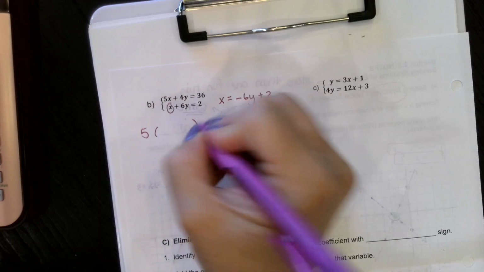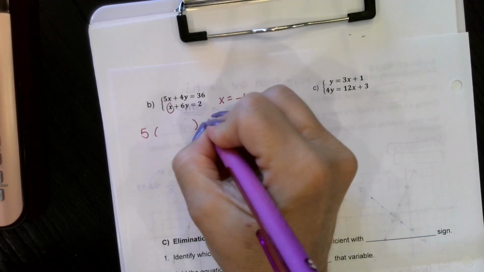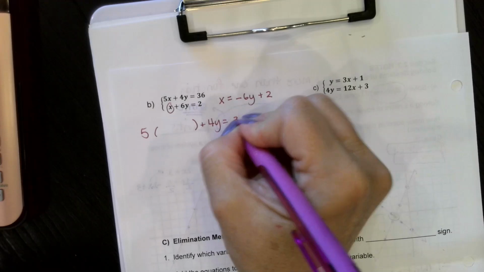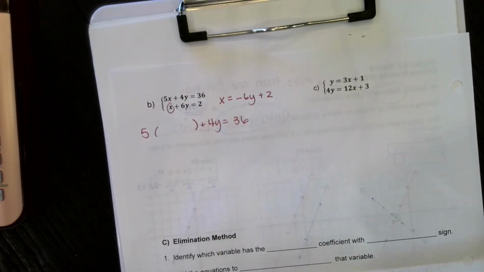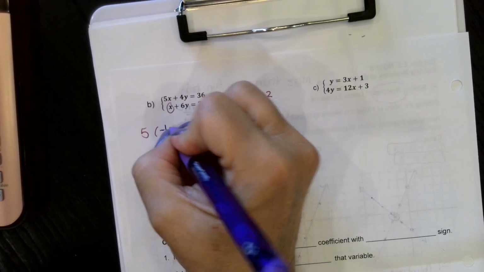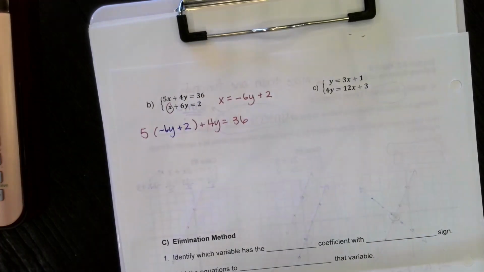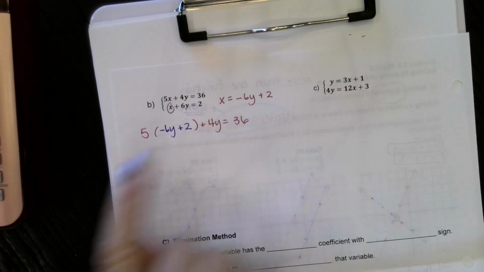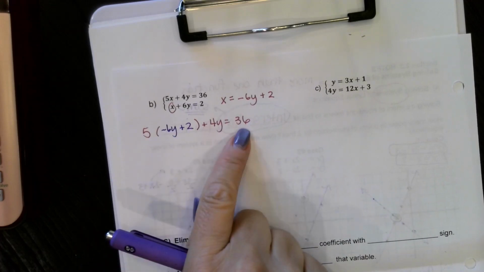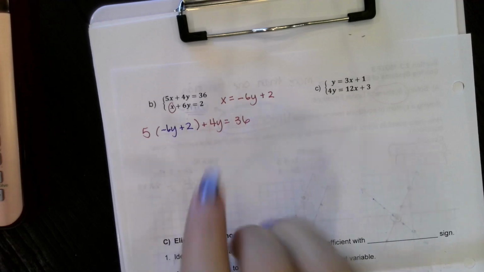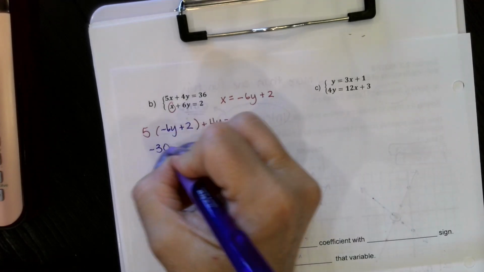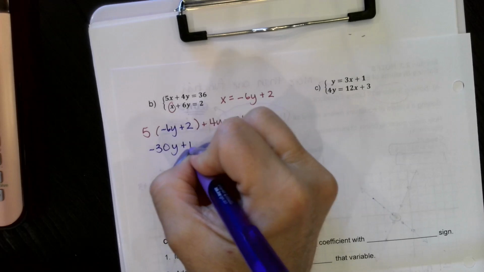This is my parentheses because it's x. Plus 4y equals 36. Now I substitute, so I put negative 6y plus 2 in my parentheses. That becomes my new x. I'm going to check. I have only y's, so I'm good. So now I can distribute and combine like terms.